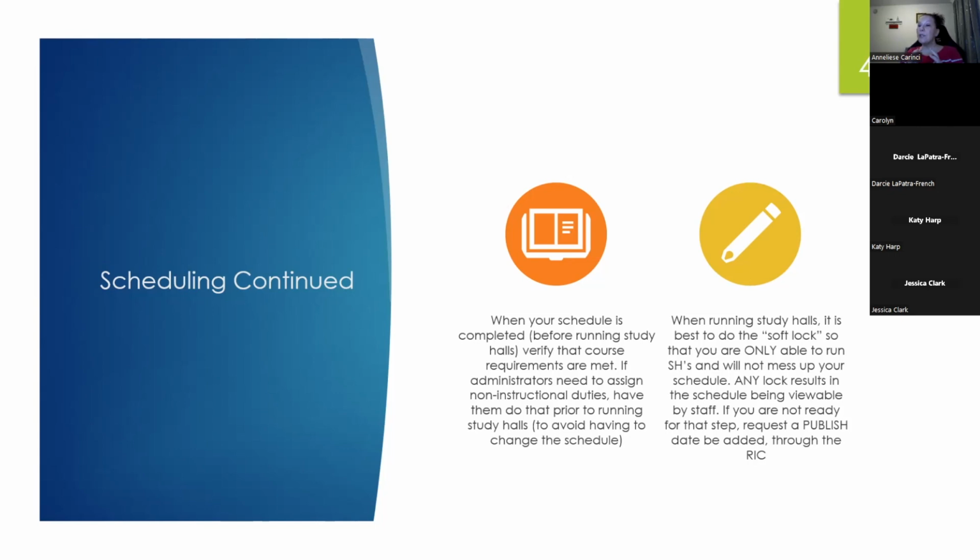Okay. If you do the soft lock, teachers can begin to see their schedules. So if you're not ready for that yet, if you want to do the soft lock, get your study halls in, then you're going to have an administrator review things before it's official. You may want to have a publish date added. Just call us at the RIC and we can set a publish date for you. What that does is it holds off on publishing those classes until that date hits. So nobody sees them yet, even though you're locked.